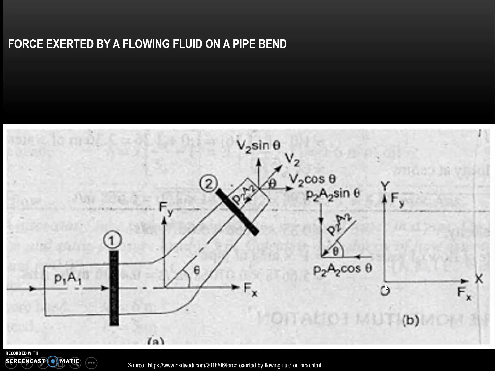If we consider this as the x and y direction, the force along the x direction will be Fx and the force along the y direction will be Fy. We need to find out Fx and Fy to find the force exerted by the liquid on the pipe bend, because F is equal to the square root of Fx square plus Fy square.